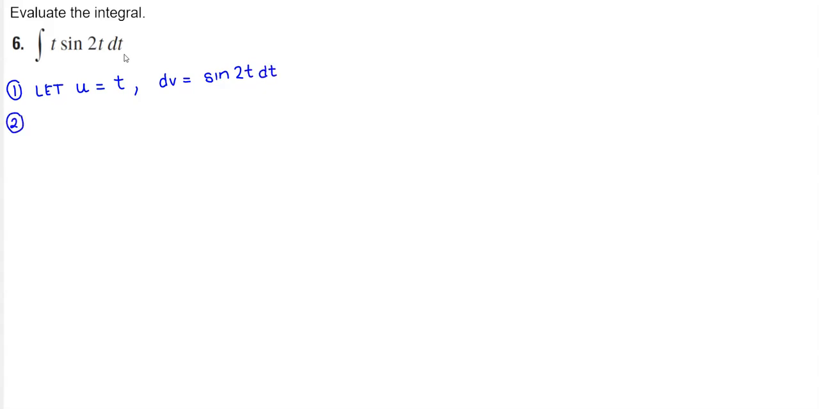Now for the first part, we're going to take the derivative of both sides, so we're going to end up with du, and the derivative of t is going to be 1 dt. And then over here, we want to take the antiderivative of the sine of 2t. So how do we take the antiderivative of the sine of 2t? Well, let's go ahead and do that. So the sine of 2t dt.